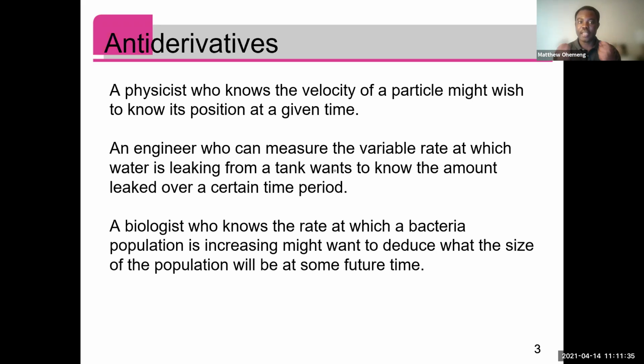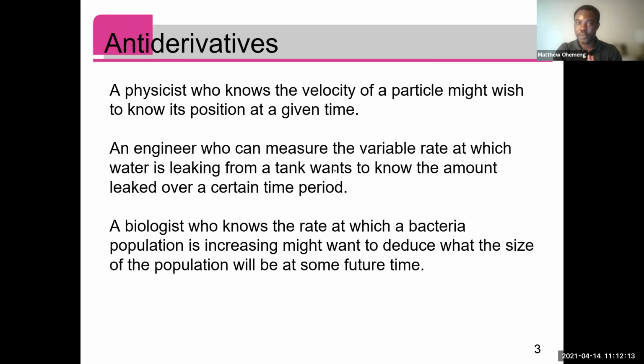Now the second case says an engineer who can measure the variable rate at which water is leaking from a tank wants to know the amount of leakage over a certain time period. Now, this one is also looking at a derivative, the rate at which something is leaking, which is decreasing, right? It's a rate of change. So that's a derivative. Now, if the person wants to know the amount, then the person is trying to reverse this derivative. Well, how do you get the rate of change? Is it change in amount over change in time, the instantaneous change? You see, so if you want to reverse it, it's similar to the first case where we have the velocity and we want the position. So we are still reversing differentiation.